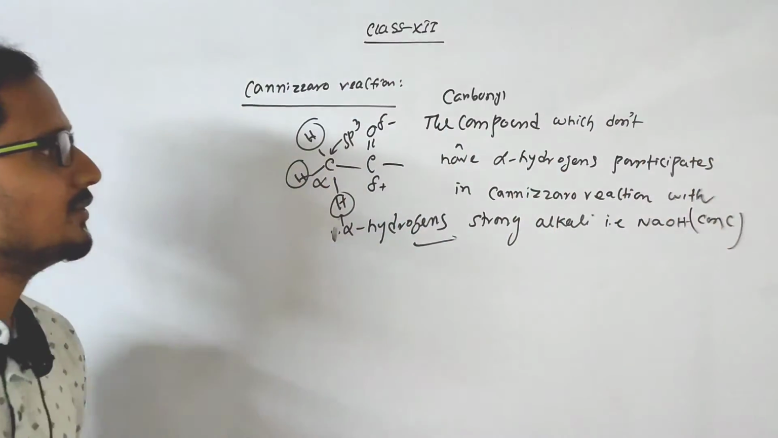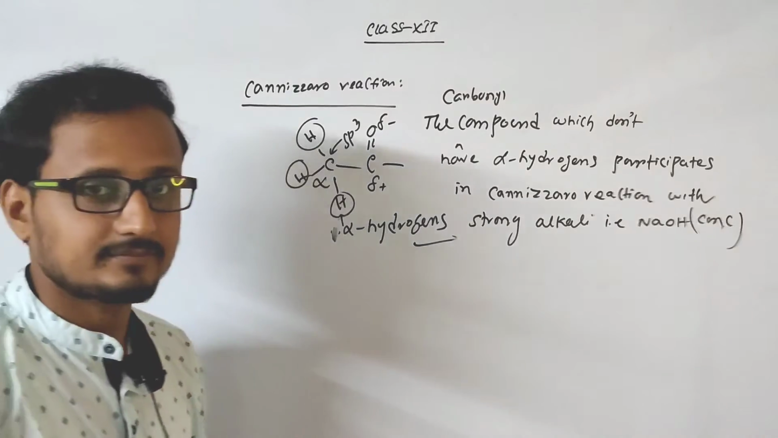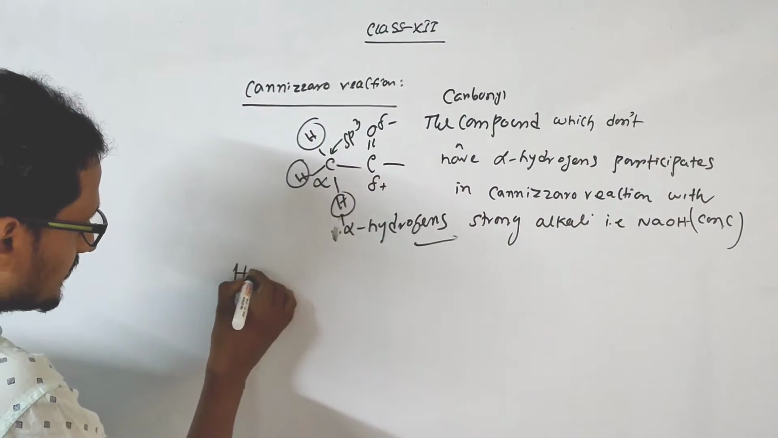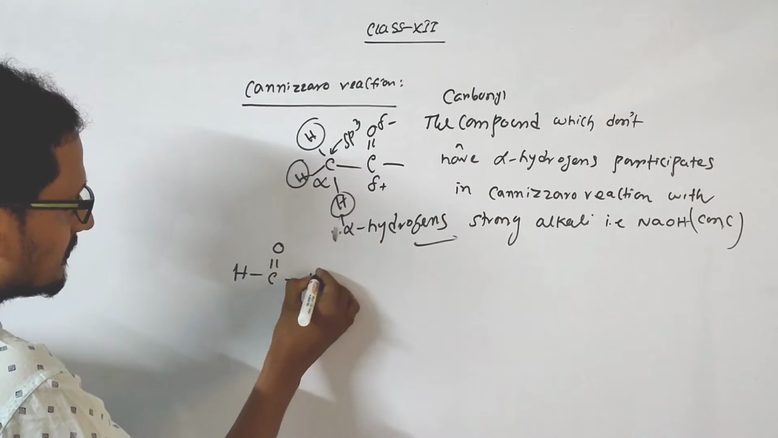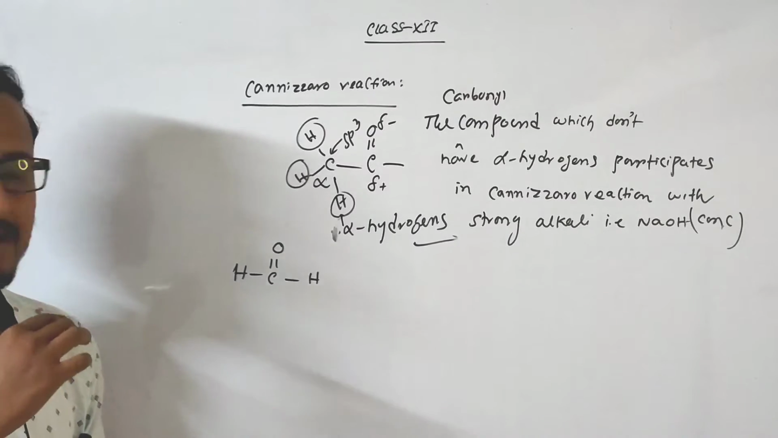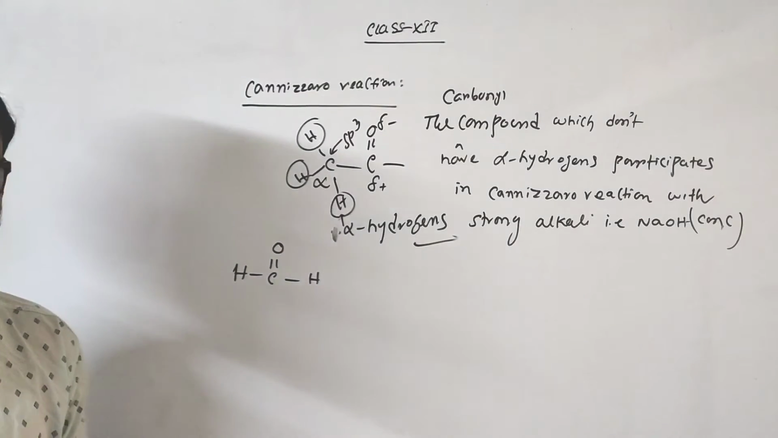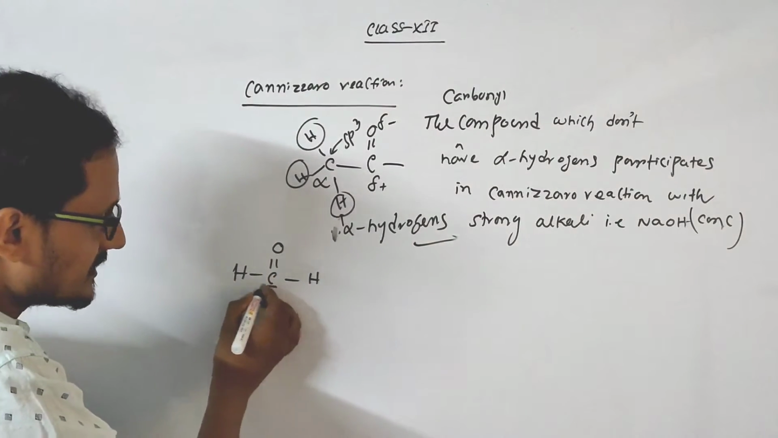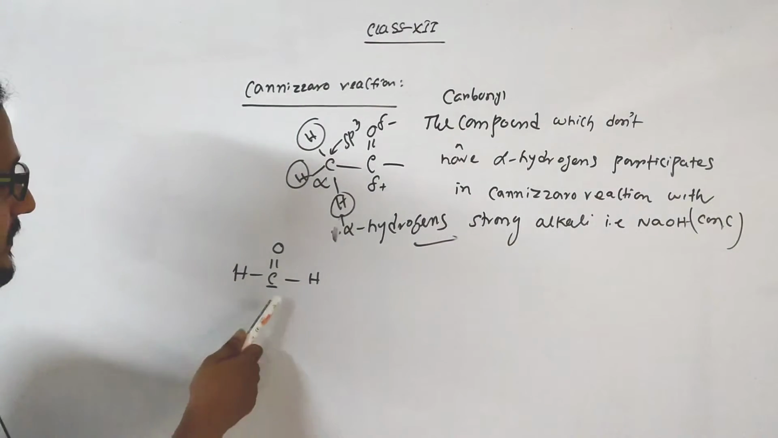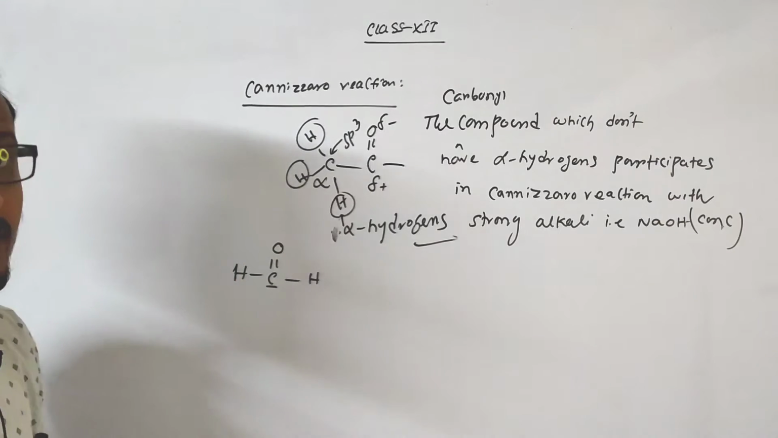Okay, so let us consider one example. Now you tell me, does this formaldehyde have alpha hydrogen or not? This is formaldehyde, so this will not have any alpha hydrogen, because this carbon is the carbonyl carbon and it is not attached to any carbon. So this carbonyl carbon has no alpha hydrogen.